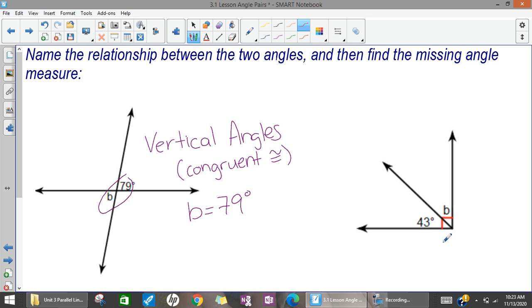If we look at this next pair of angles, this box right here means this is a right angle. It means that that is 90 degrees. And so these 2 angles together make 90 degrees, so they're complementary.